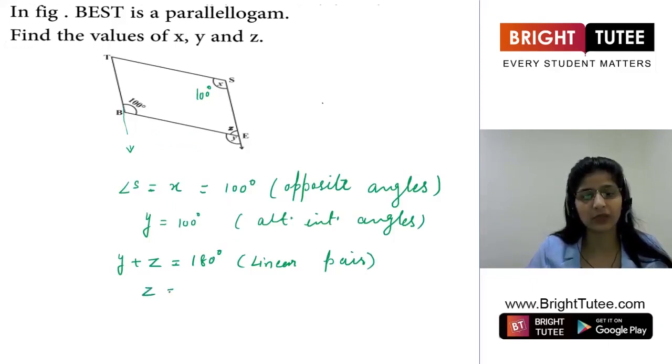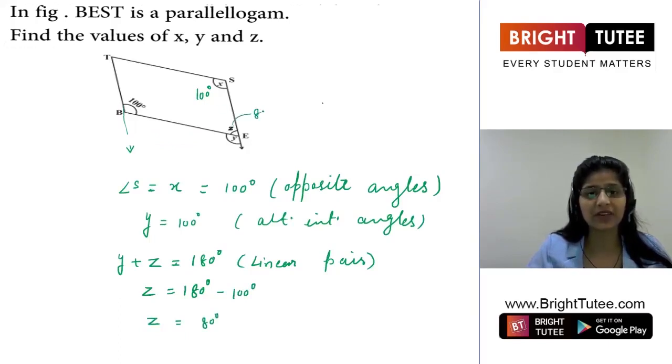Right, so using this reason, now we know Y is equal to 100 degrees. So what will Z be equal to? It will be 180 degrees minus Y, which is 100 degrees. So Z is going to be 80 degrees. So the measurement of Z we have calculated as 80 degrees. The measurement of Y is equal to 100 degrees.